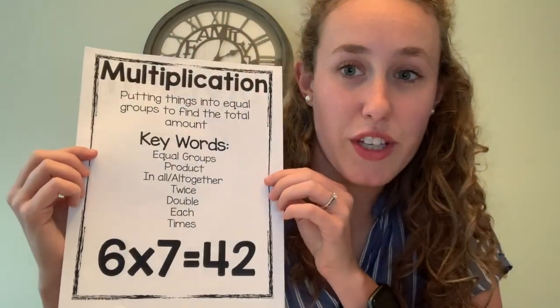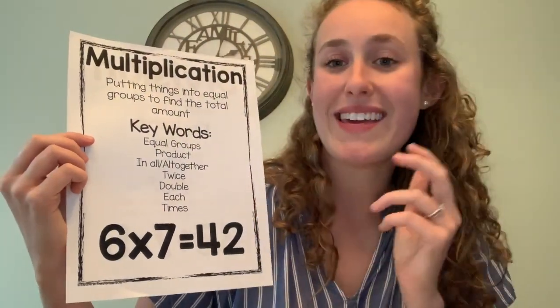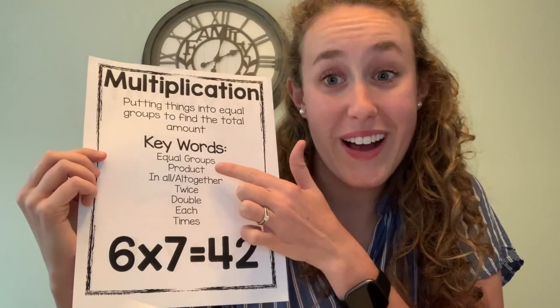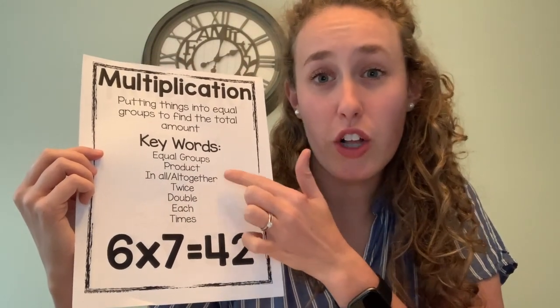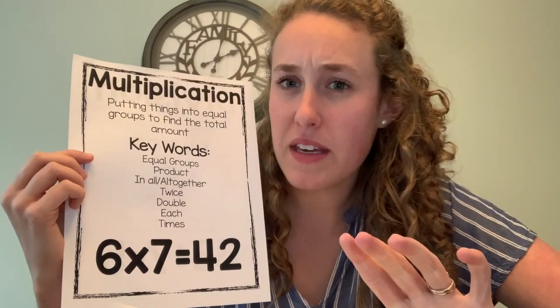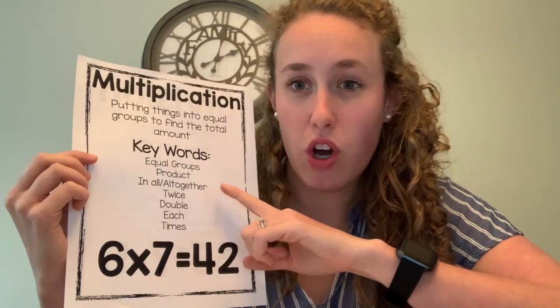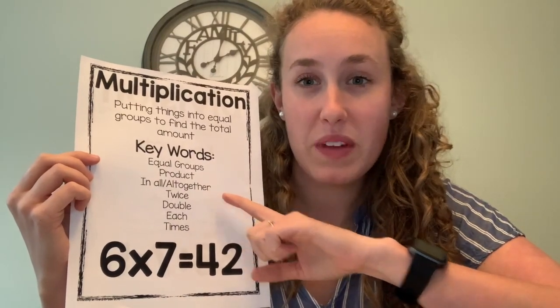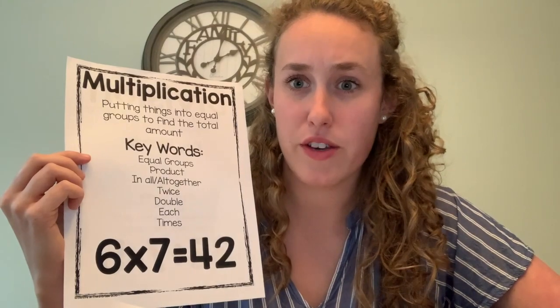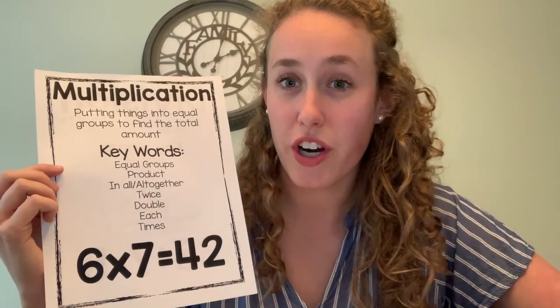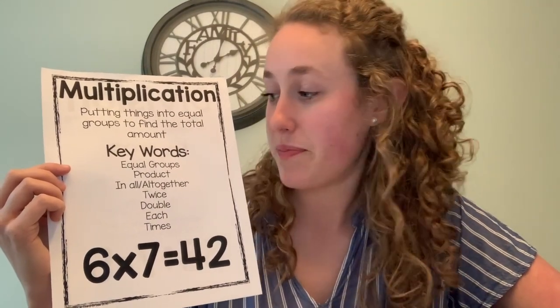For multiplication, we're looking for things like equal grouped, product, in all or all together. Now this can be confusing because these are also addition words. We just have to pay attention to how they're being used. That's why it helps us to draw a picture. We can see what's going on.